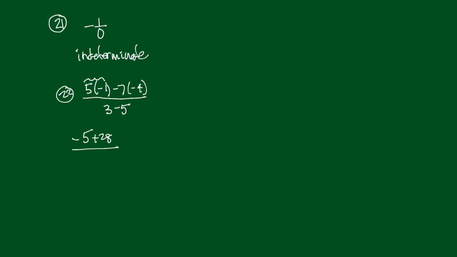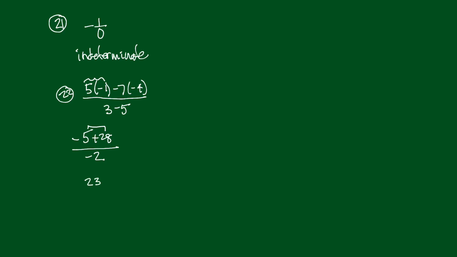Now, what do you get on the bottom? 3 minus 5? Well, you have 3, then you lose 5. You're down 2. Now, what about the top? -5 plus 28. You're adding two numbers with opposite signs, so just subtract. 28 minus 5 is 23. Associate the sign of the larger absolute value, so it's going to be positive 23.